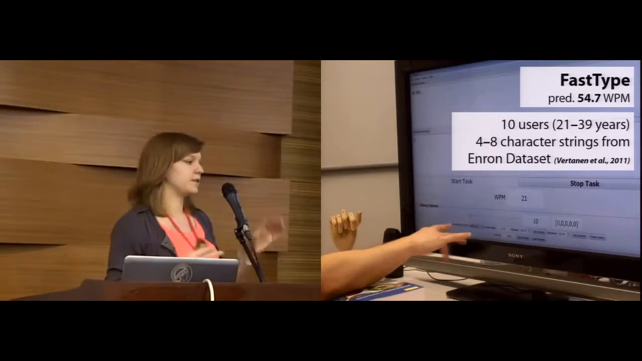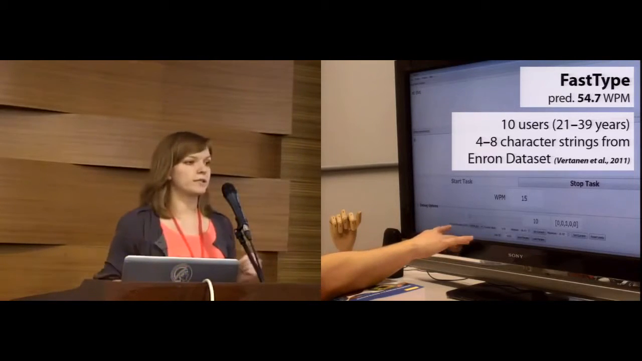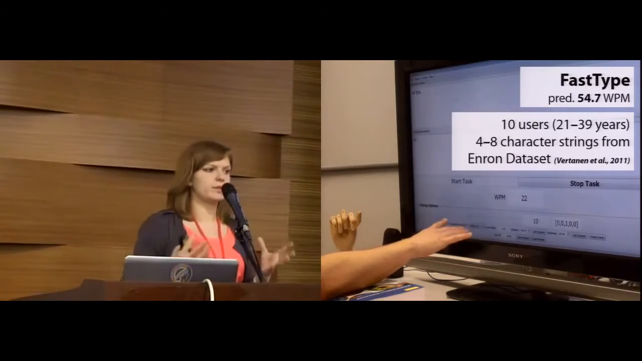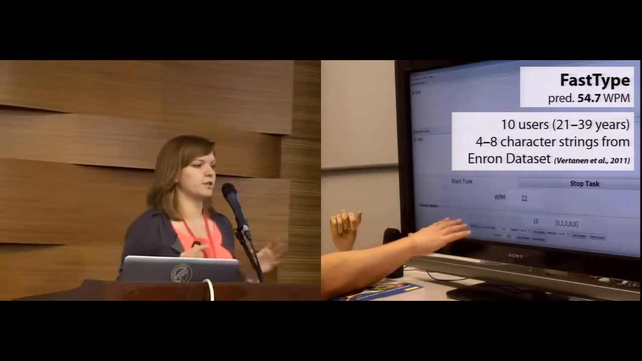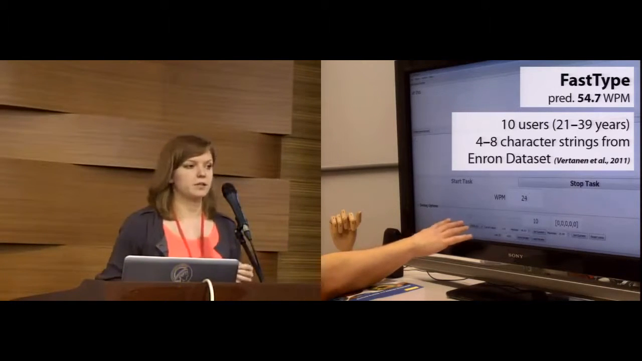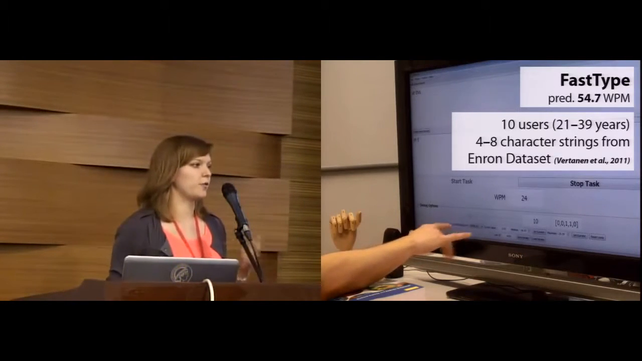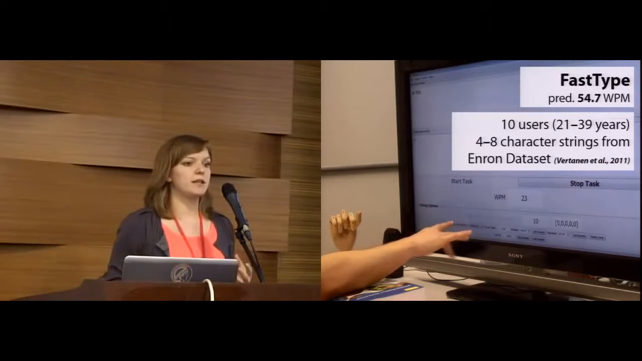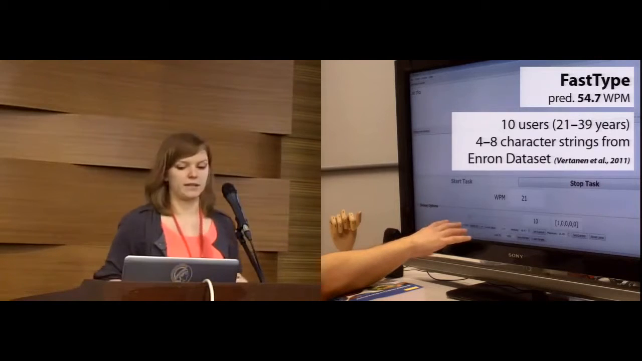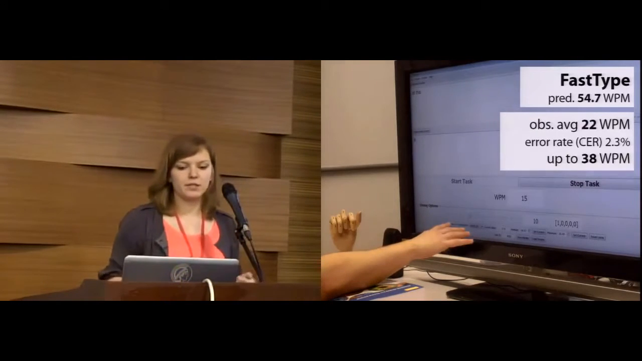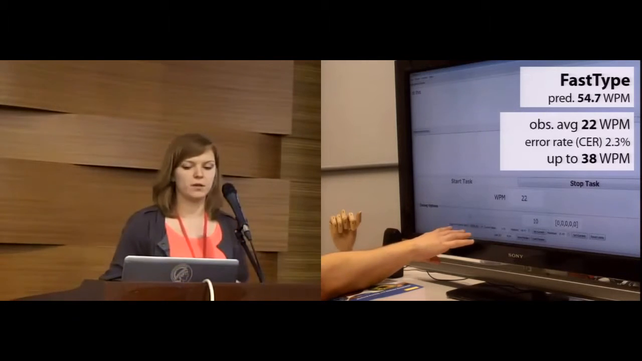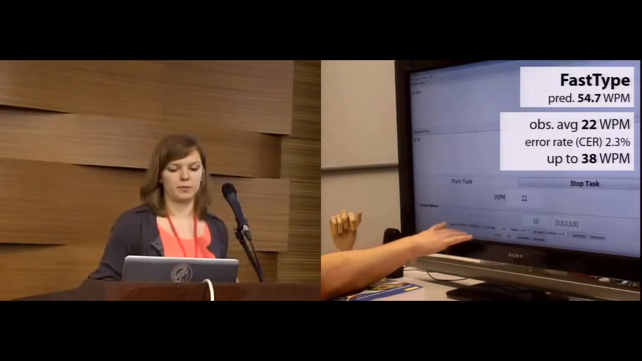And we have done a short study to see how fast users could be in practice. We used a word level entry paradigm where we sampled some very frequent words, 4 to 8 character strings, and asked users to practice them for around 10 to 15 minutes to see what kind of performance could be achieved if users would practice that. And on average, they were around 22 words per minute. The best performances we saw went up to 38 words per minute.